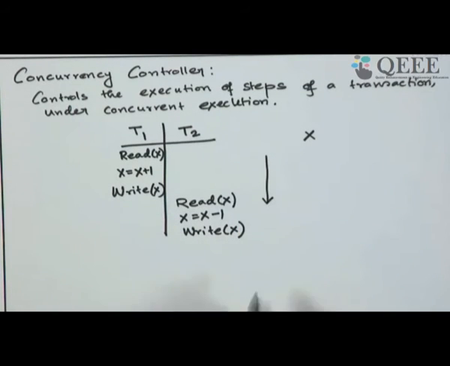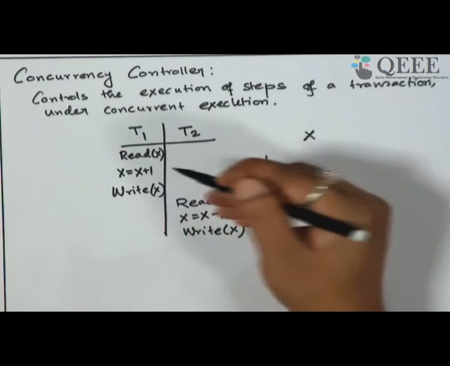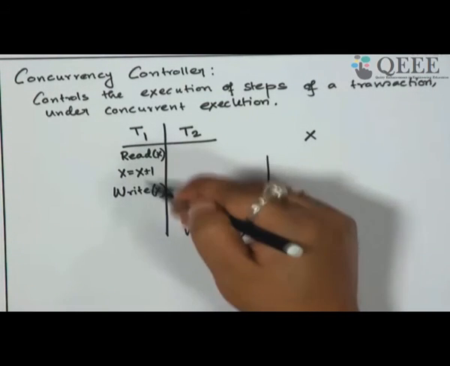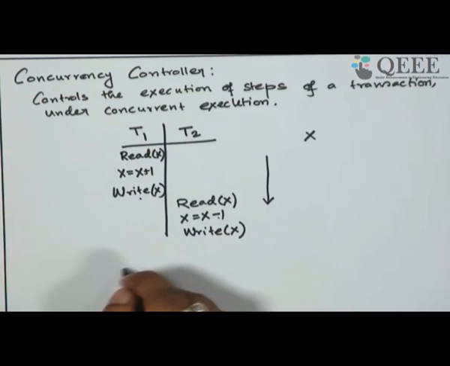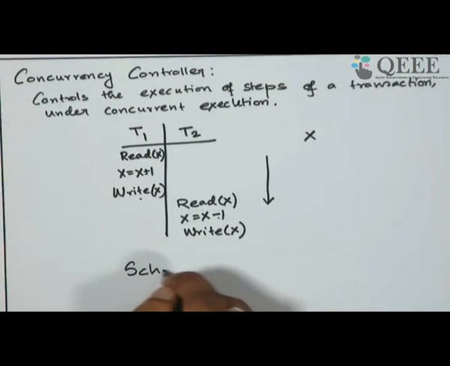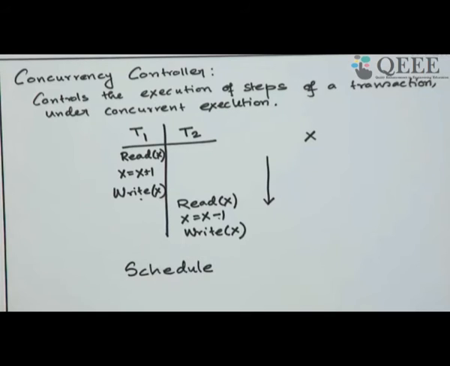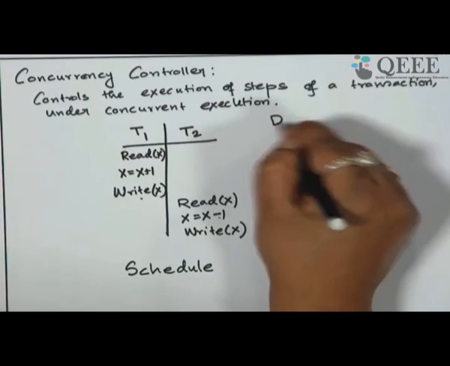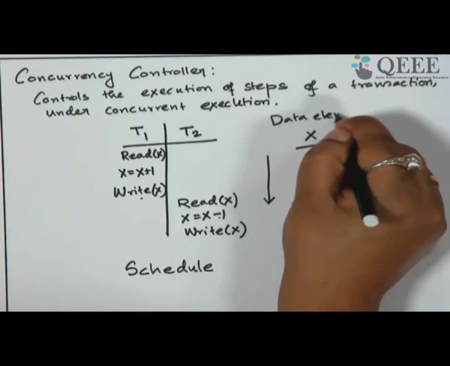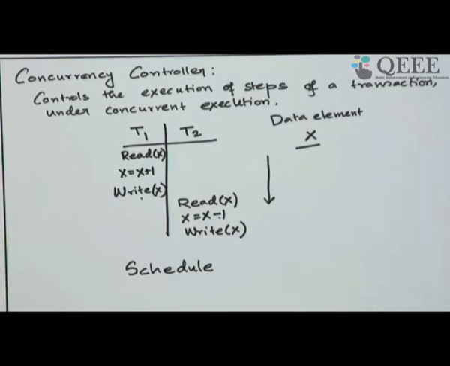So what the concurrency controller may do is allow this, allow this, then allow this, and so on. This is called a schedule of execution. So the concurrency controller generates schedules of execution. In this particular example, X is a data element, which may be a record or a table or whatever. This schedule is called a serial schedule because T1 ends, then T2 starts.